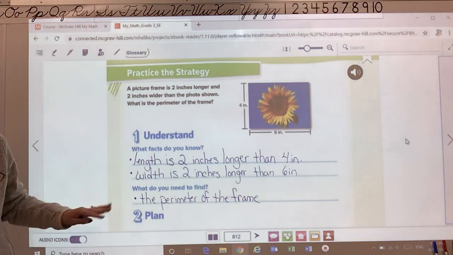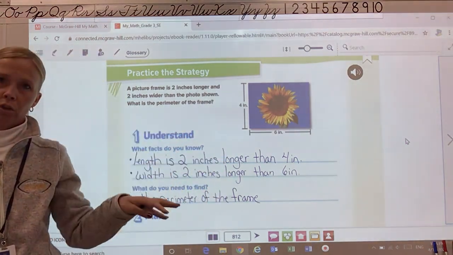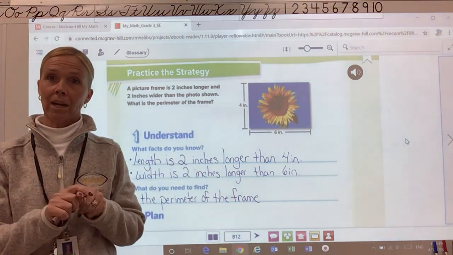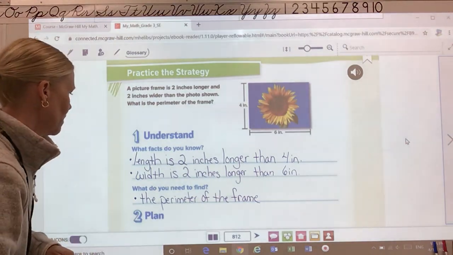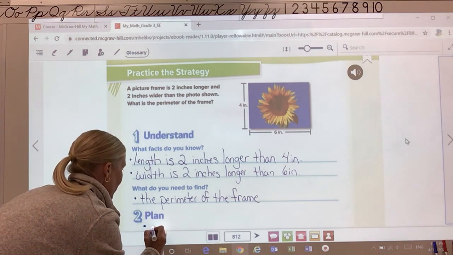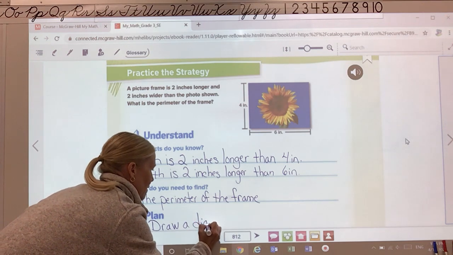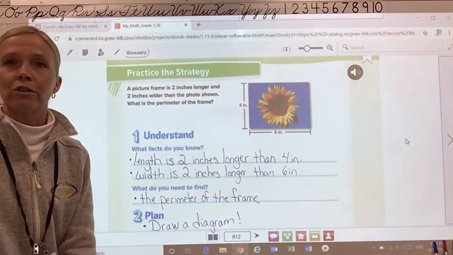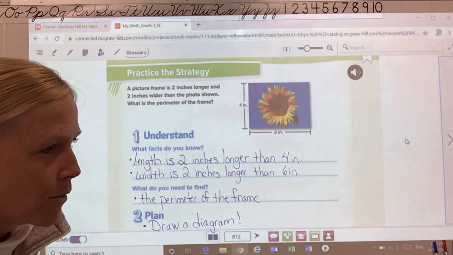All right, so make sure you have that information. So we know we're going to be 2 inches longer in length and 2 inches longer in width, and then we can find the perimeter of the frame by adding up the sides. All right, so the plan. What is our plan? My plan is to, and Mrs. Shreddy loves this, draw a diagram. I love to draw pictures, draw diagrams, whatever will help me solve the problem. All right, so let me scroll down.